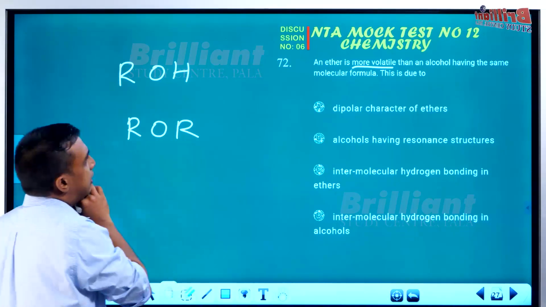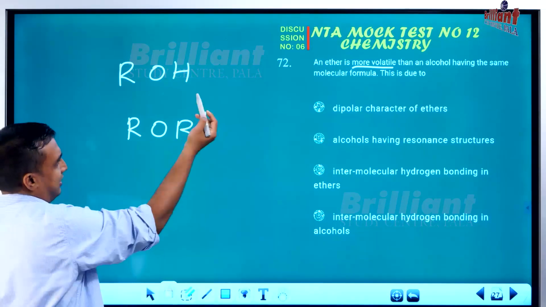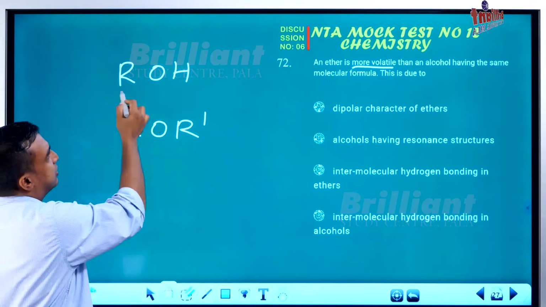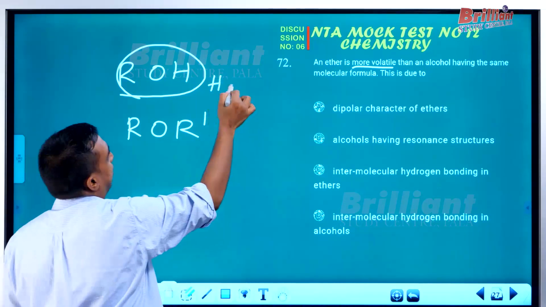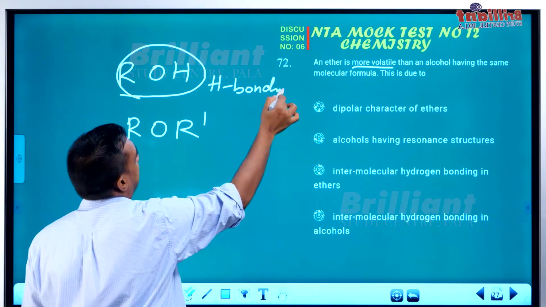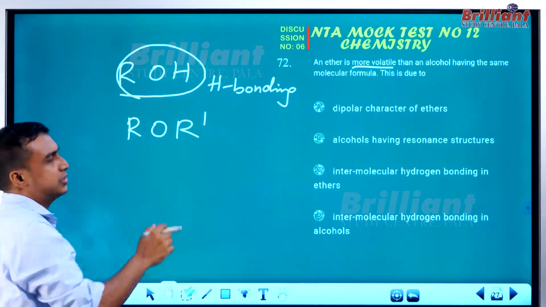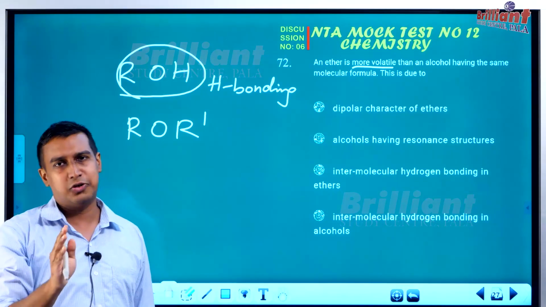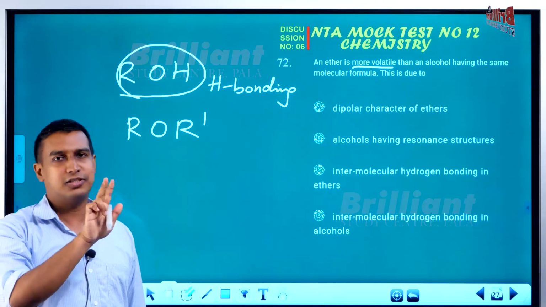Now ROR. Anyway, why is this more volatile? Because in ROH you have hydrogen bonding. Why do you have intermolecular hydrogen bonding? Because you have OH. When will you have hydrogen bonding? When hydrogen is attached to a highly electronegative atom like oxygen, nitrogen or fluorine.